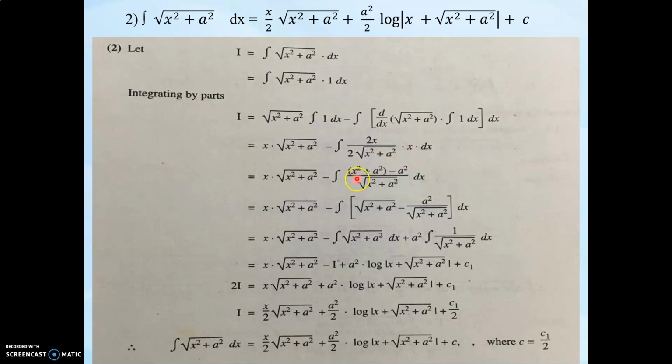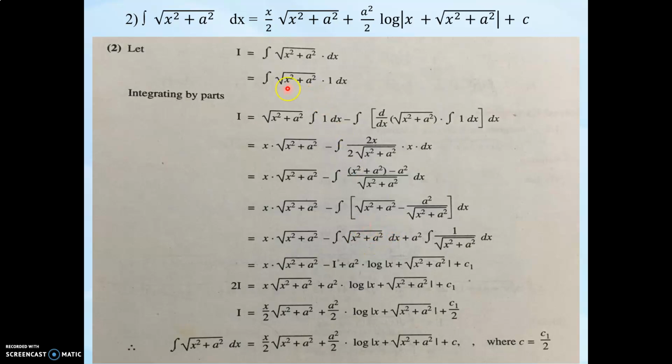In the next step you can write it as x square plus a square minus a square upon root of x square plus a square dx. So x into root of x square plus a square minus integral, we are splitting this one, so the numerator will become root of x square plus a square minus a square upon root of x square plus a square dx. So x into root of x square plus a square minus integral root of x square plus a square dx, minus into minus is plus, a square you can take it out, so a square into integral 1 upon root of x square plus a square dx, that is x into root of x square plus a square.